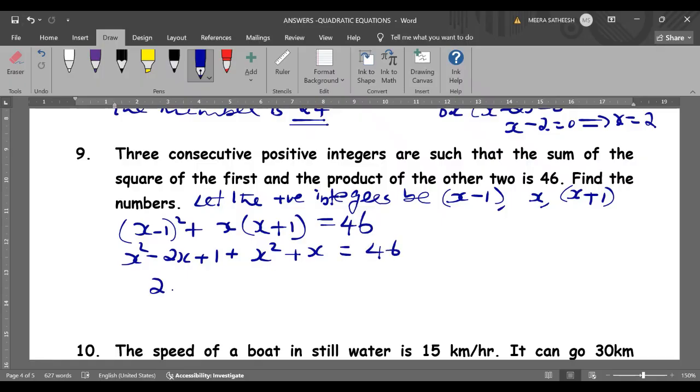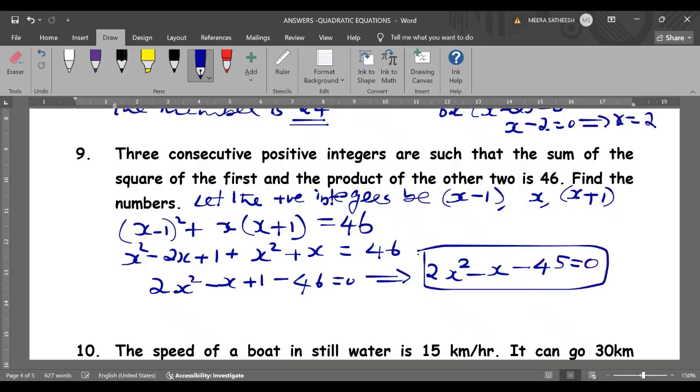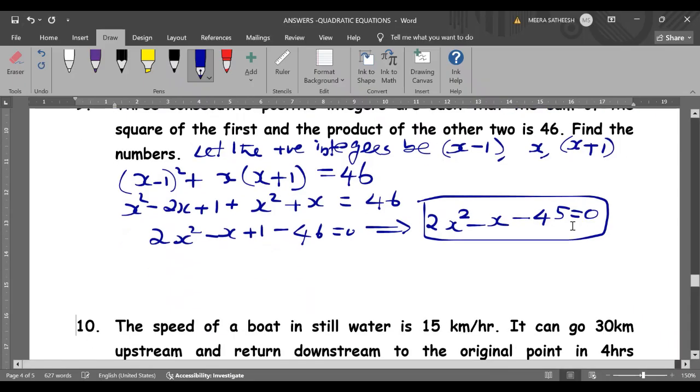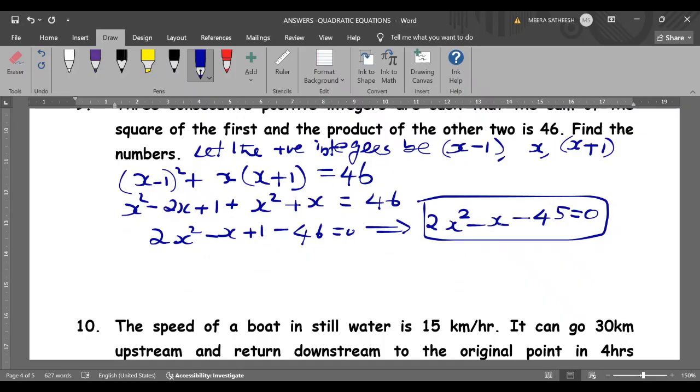So, x square plus x square, 2x square minus 2x plus x, minus x plus 1 minus 46, 0. So, 2x square minus x minus 45 equal to 0. So quadratic equation formed. Now, we have to get the two numbers. Product should be what? Minus 45 into 2, 90. And the sum minus 1. So, which are the numbers? A into B equal to minus 90. A plus B equal to minus 1. So, minus 10 and 9, right? Minus 10 and 9. So, minus 90 product, minus 1 is the sum.